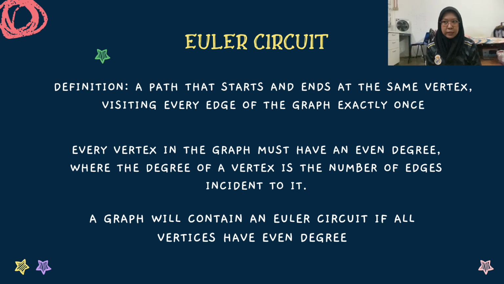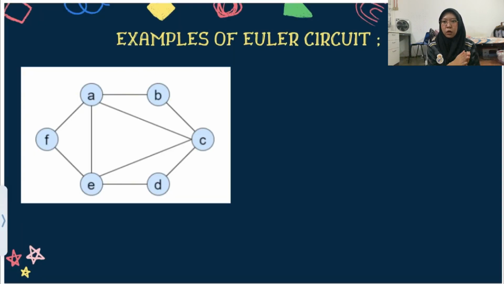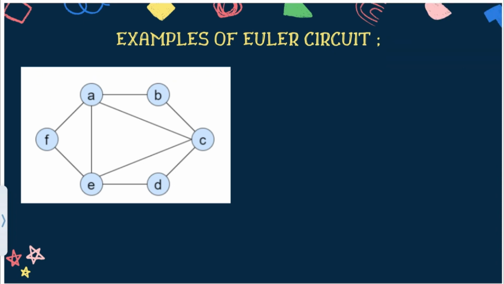Okay, so Euler circuit is the path that starts and ends at the same vertex, visiting every edge of the graph exactly once. And every vertex in the graph must have an even degree, where the degree of the vertex is the number of edges incident to it. So let's do examples of Euler circuit. As I said, we must first identify the degree, whether it is odd or even.